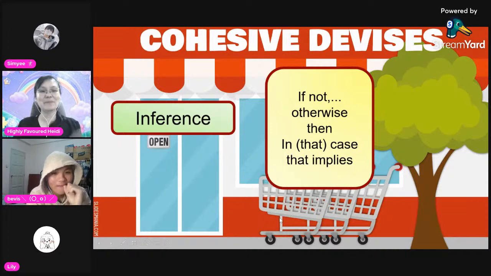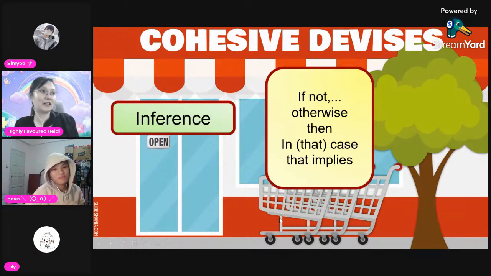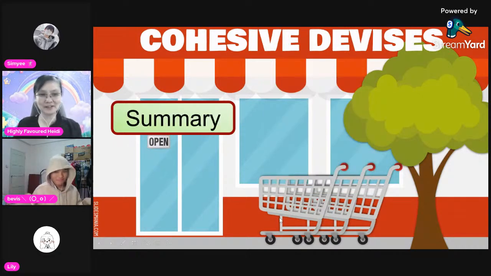Of course, you see the word "if not". They always have this "if" because you're inferring, not sure. Then you say "otherwise", you give an option. Then "in that case": if there is a blackout, in that case, what are you going to do? So that's inferring.